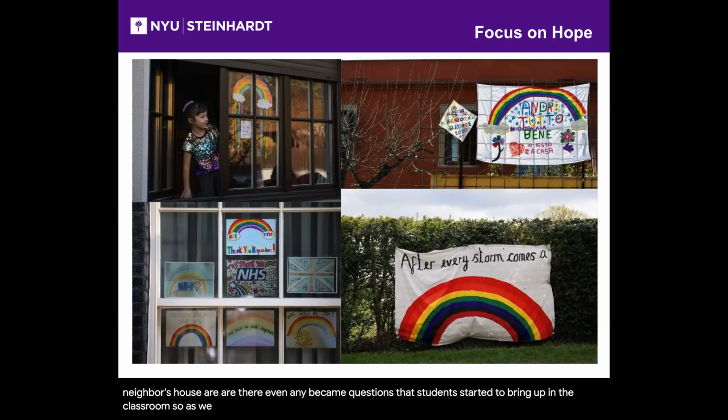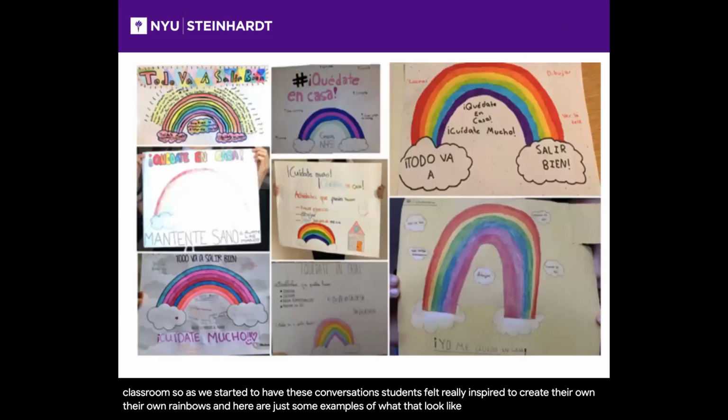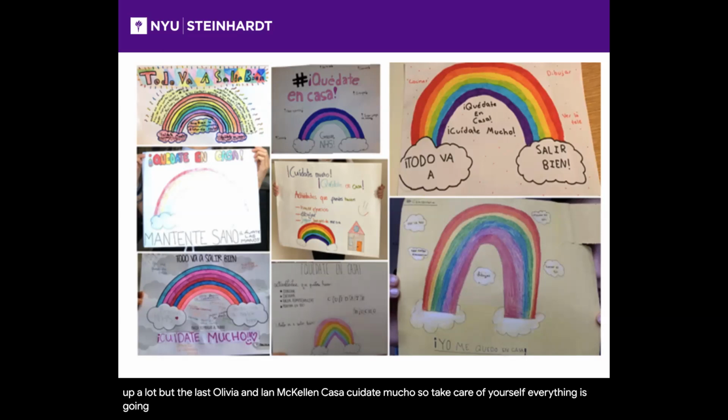So as we started to have these conversations, students felt really inspired to create their own rainbows. And here are just some examples of what that looked like. So you can see here that students started to say, todo va a salir bien, edúcate, quédate en casa. Quédate en casa was one that came up a lot, but todo va a salir bien, yo me quedo en casa. Cuídate mucho. So take care of yourself. Everything's going to be well. Everything's going to turn out okay, as a form of inspiring hope.